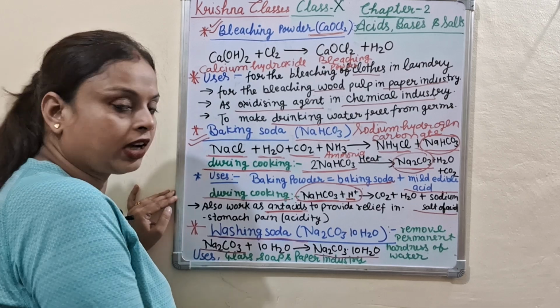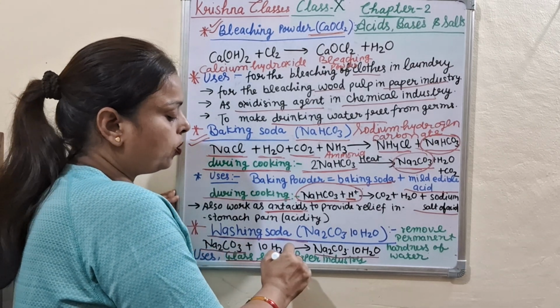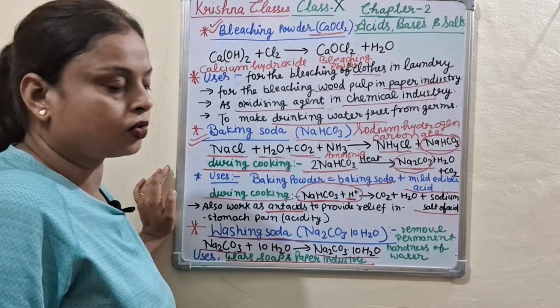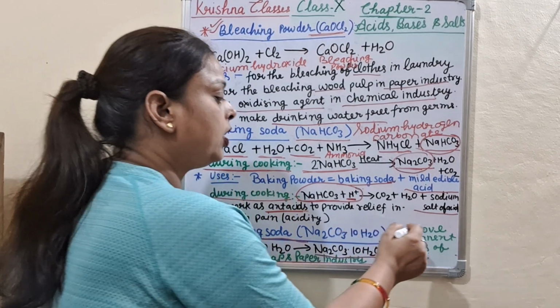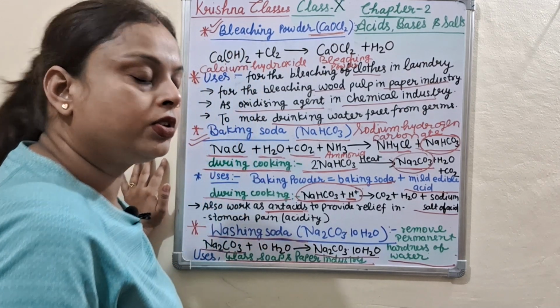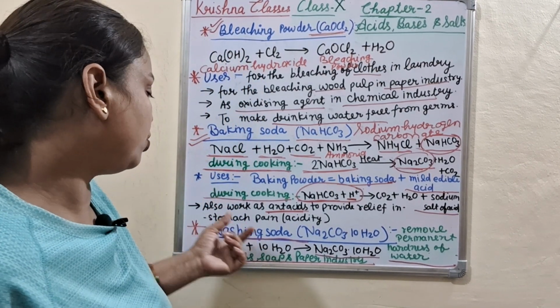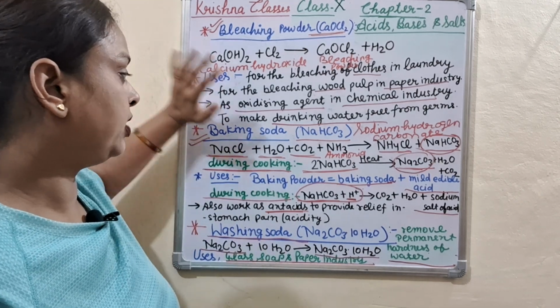And what are the uses of washing soda? It is used in the glass, soap and paper industry. Washing soda, you know very well, is also used for removal of permanent hardness of water, and for cleaning our clothes. So this is the class.